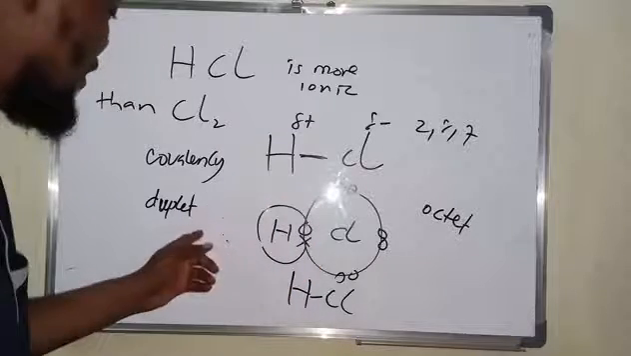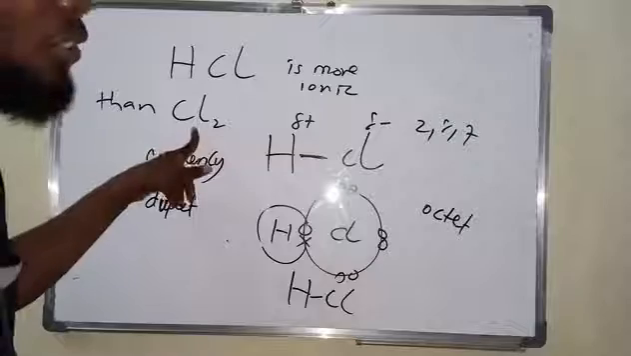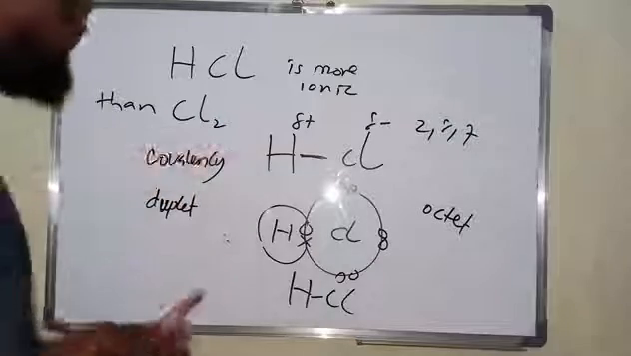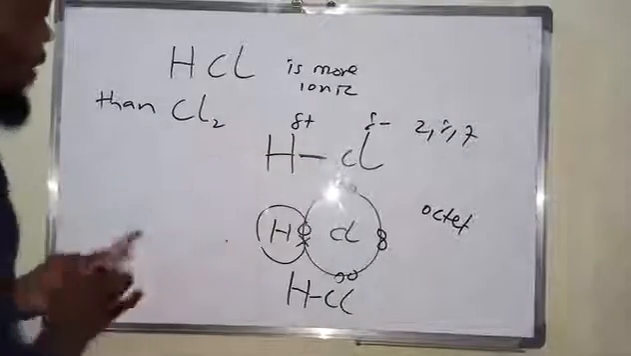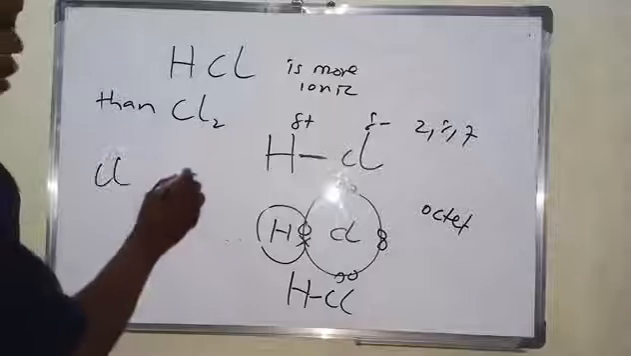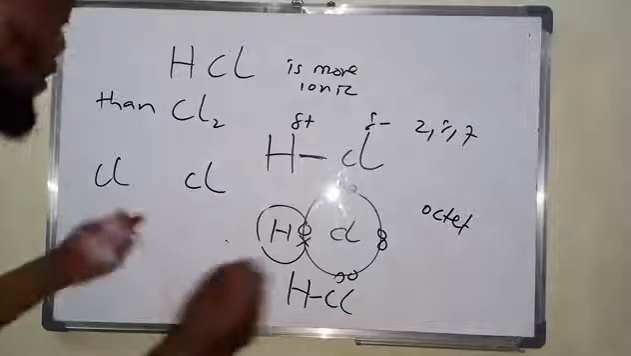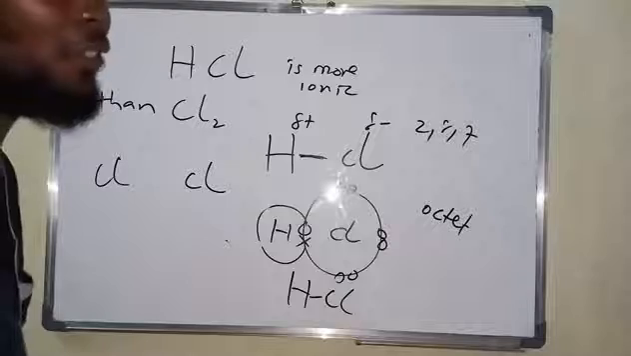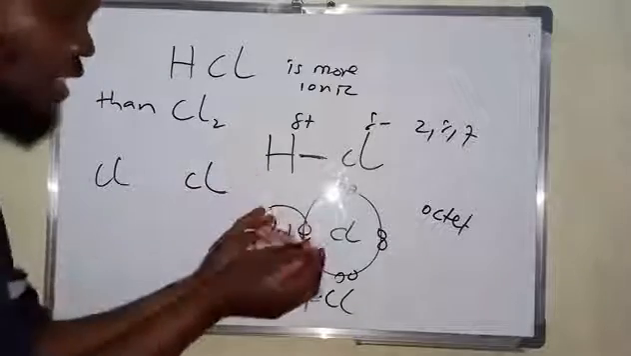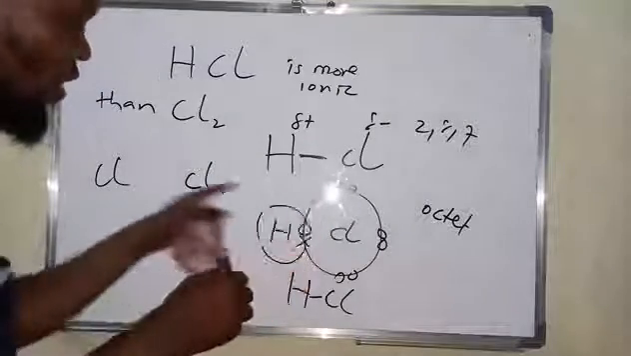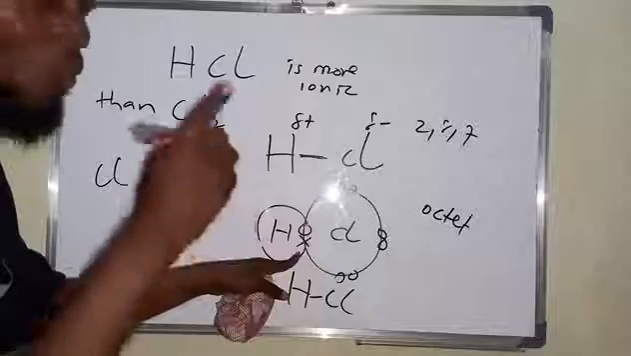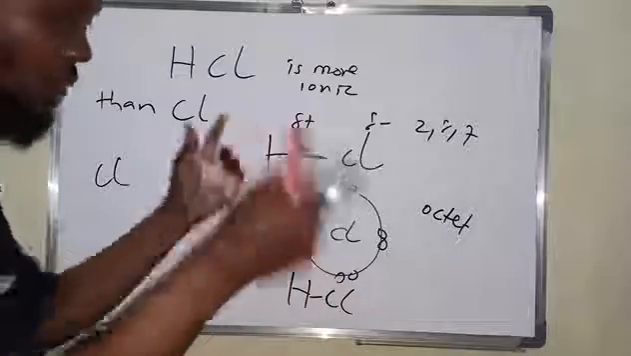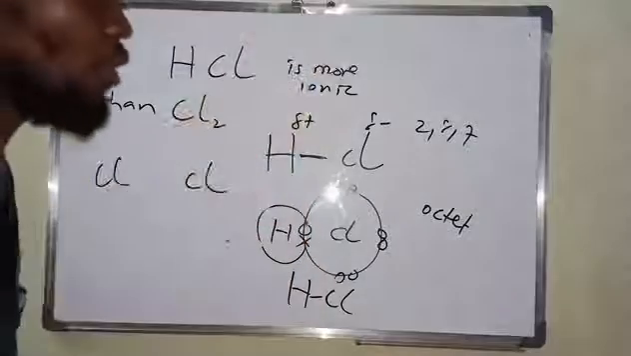The case is not the same with chlorine, because how is the chlorine molecule formed? The chlorine molecule is also formed by covalency between two chlorine atoms. They have the same electronegativity because it's the same element involved. So they are also going to share electrons just like we have here. This one brings its own one electron, this one brings its own, and they share and form the chlorine molecule.